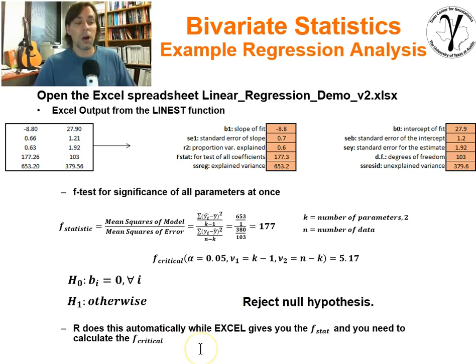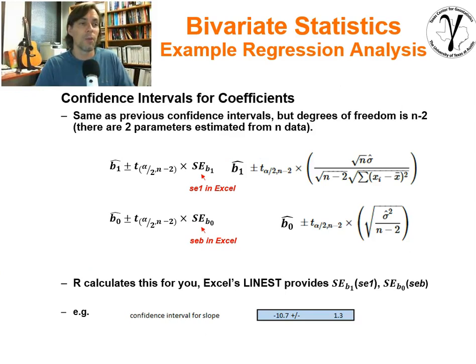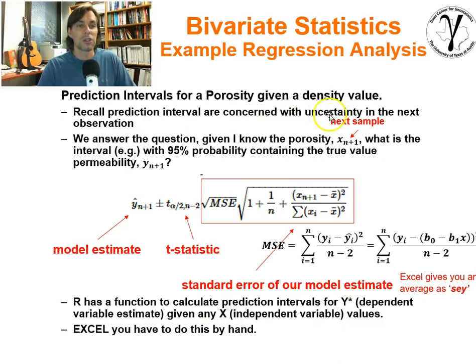R, which is really cool, does this automatically. Excel will provide you the F statistic, and you need to calculate the critical value to then do your own comparison. And we've done that. Confidence intervals of all the coefficients, that of course is also available to you, and I showed how to do that in Excel. You can find that in R. That's done very automatically for you. It's very nice and clean. And the prediction intervals and their associated equations are shown right here.